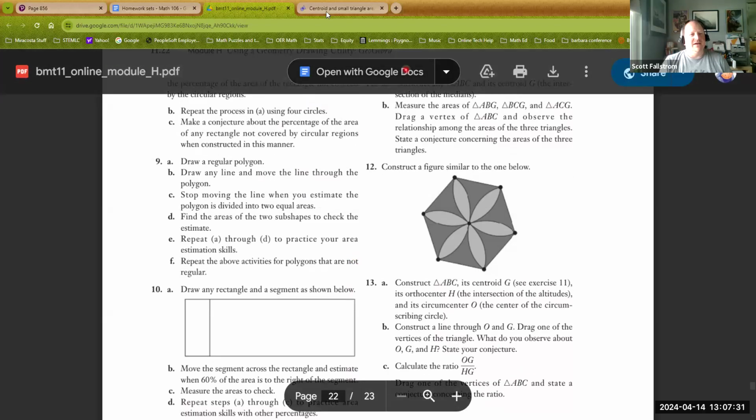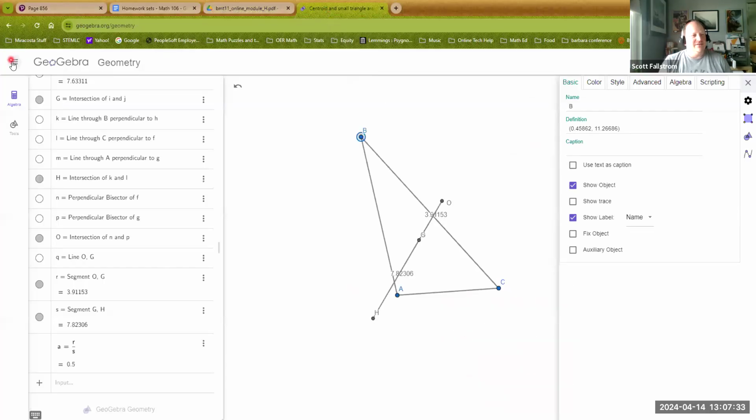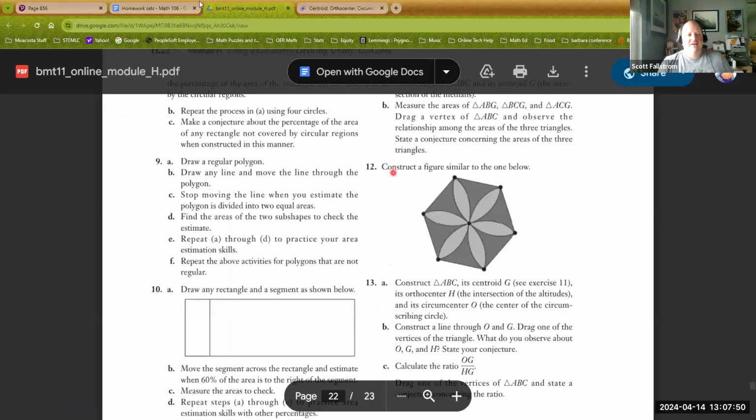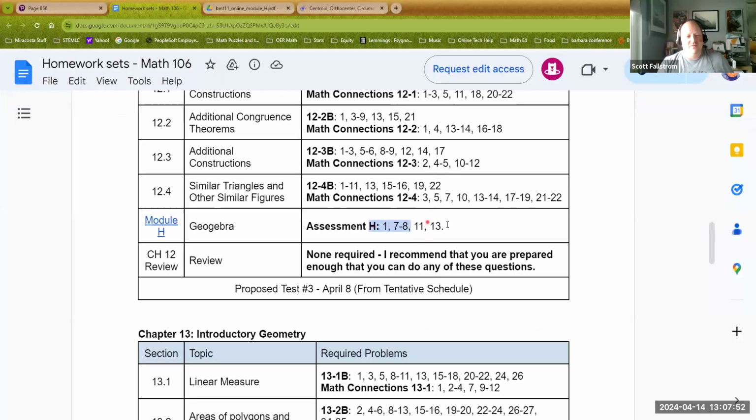All right. That's it. So I will save this one as centroid, orthocenter, circumcenter line, work number 13. All right. So that takes care of the homework for Module H.